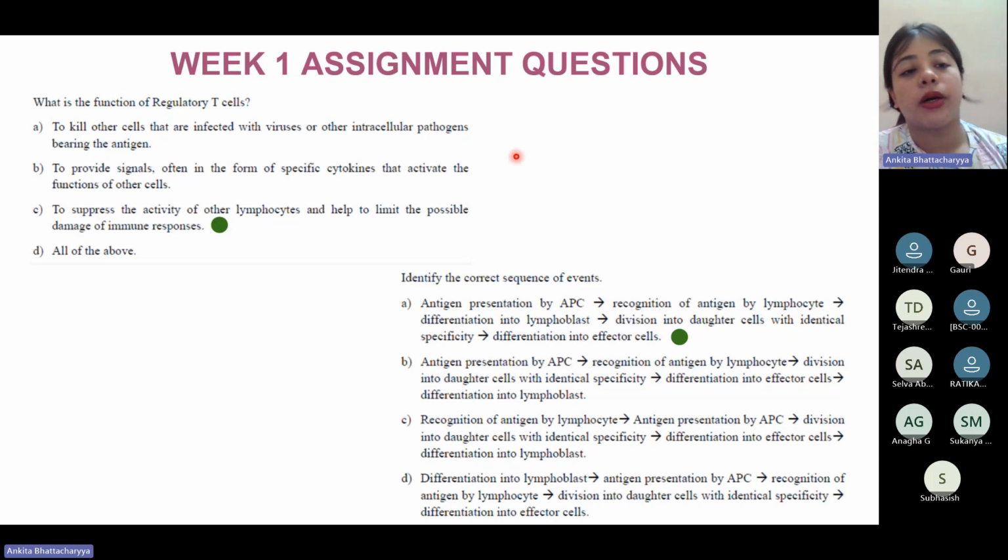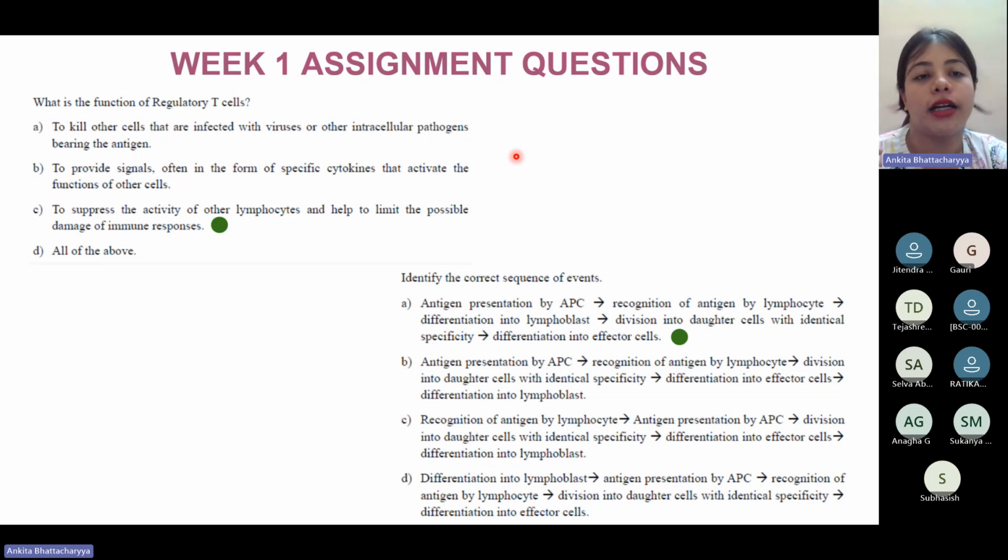Now, when we talk about the first two options, those are actually taken care of by a number of other cells, TC cells and T helper cells, which are the other subtypes of T cells, and they are extremely crucial in mediating the immune response as well.